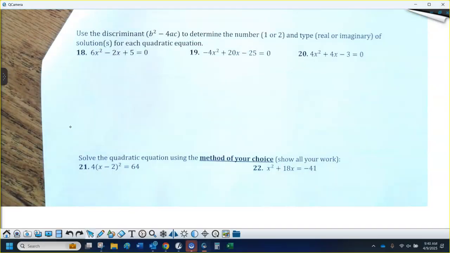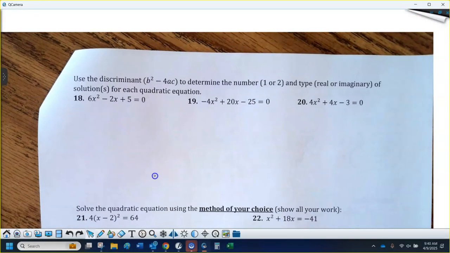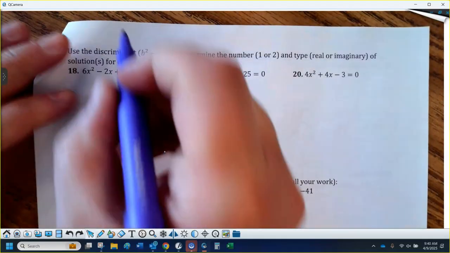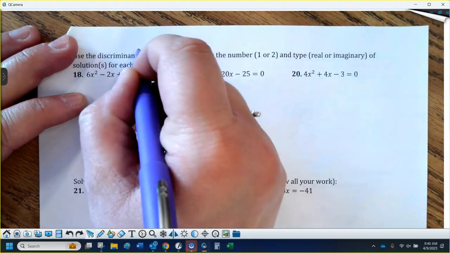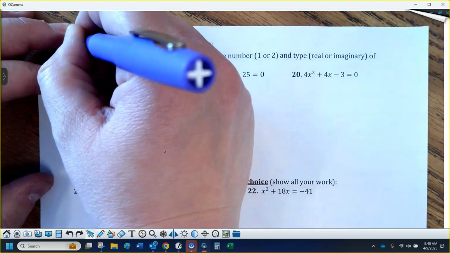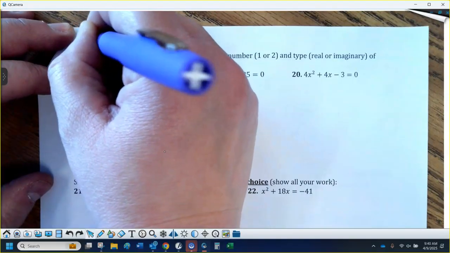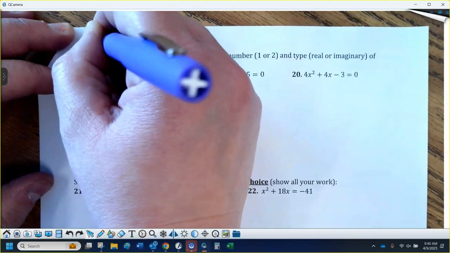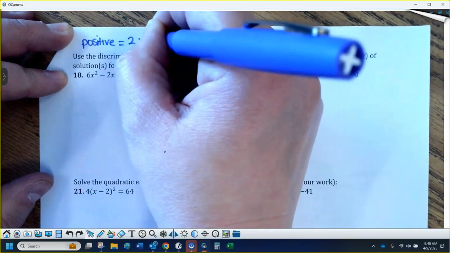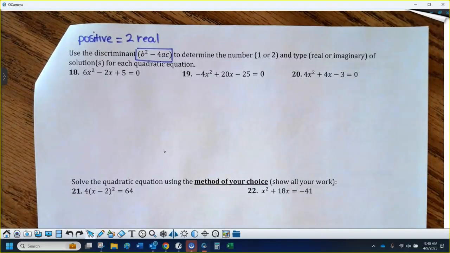Now, discriminants. This is what we did right when we came back from spring break. So I have the discriminant. It's right here in the directions. It's b squared minus 4ac. If you know that number, that can tell you the number and type of solution. So I'm going to write down the three options across the top here so you have it. If b squared minus 4ac is a positive number, that means your quadratic has two real solutions.